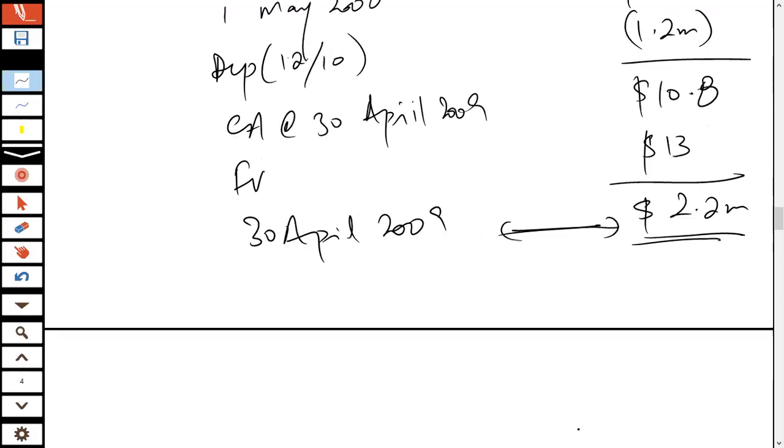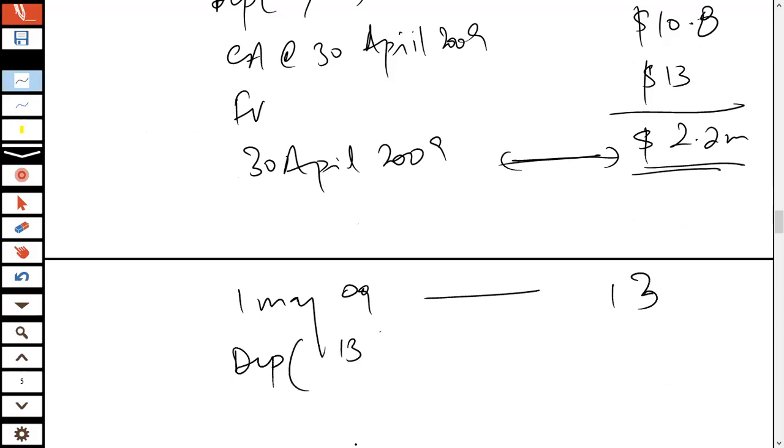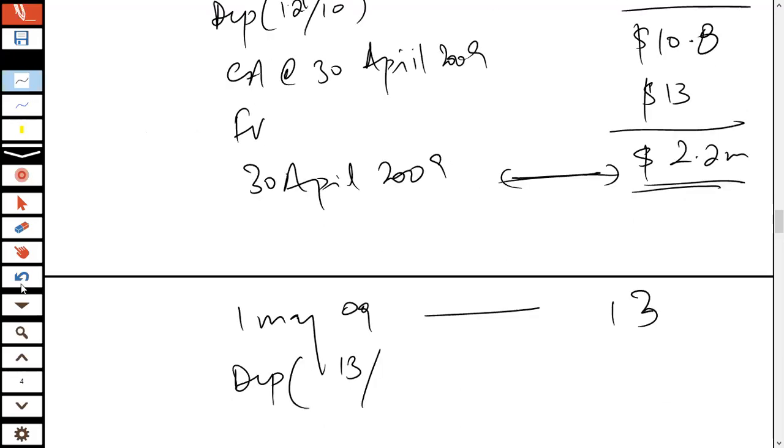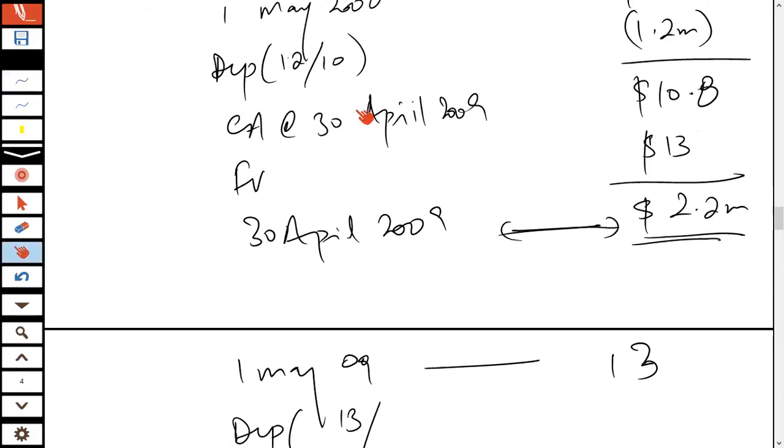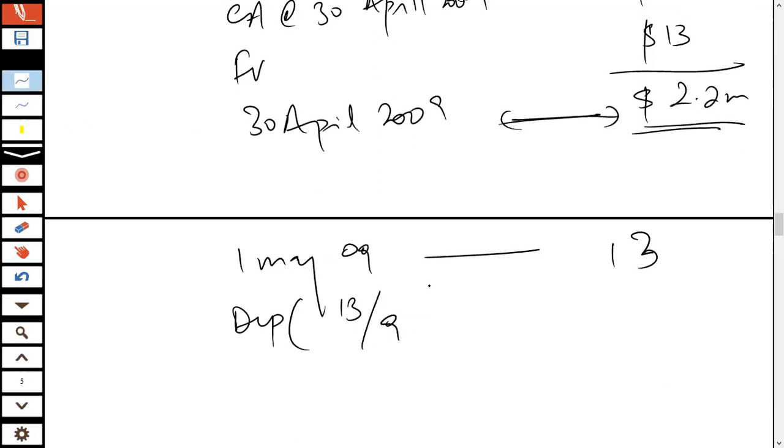After this, the revised carrying amount at the 1st May 2009 is going to be 13 million. The depreciation for the year is going to be 13 divided by... originally it was a 10-year life. Now there is 1 year consumed, so you're now left with 9 years. You're going to divide it by 9 years, so 13 divided by 9 is going to be 1.44.